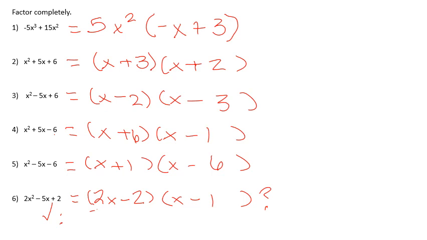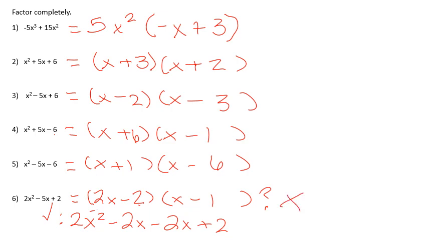I have to check to see if I have a coefficient on that x squared. So 2x times x makes 2x squared. It's looking good so far. 2x times negative 1 makes negative 2x. Negative 2 times x makes negative 2x. And negative 2 times negative 1 makes positive 2. Well, that does not work because 2x squared checks, but then negative 2x and negative 2x does not make negative 5 in the middle. So this is wrong.